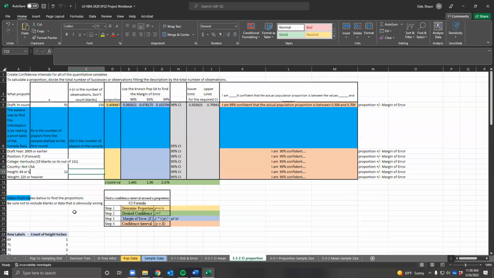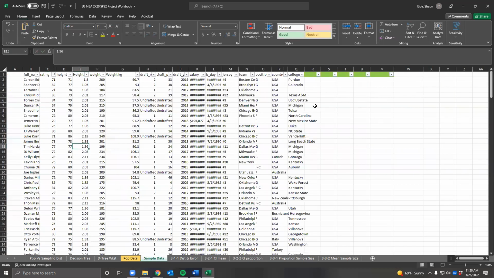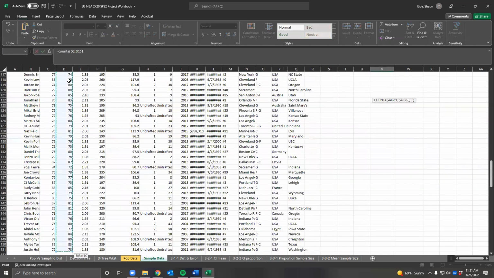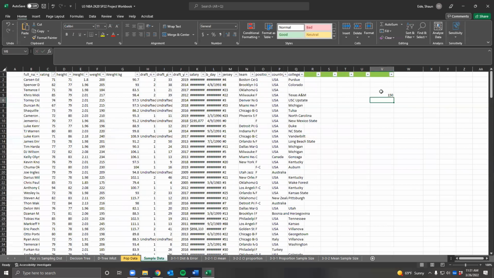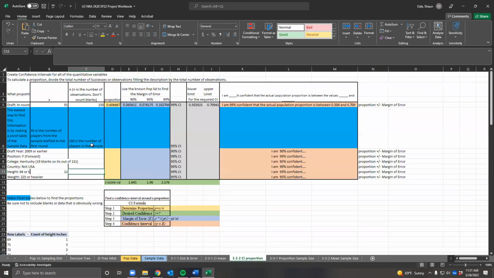And then if there are 150 observations, we can check really quick. So let's look at height, and we can do equals COUNTA. And yes, there are 150 observations of height. So we do equals 12 divided by 150, and that gives us 0.08.